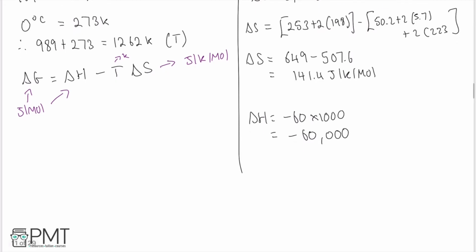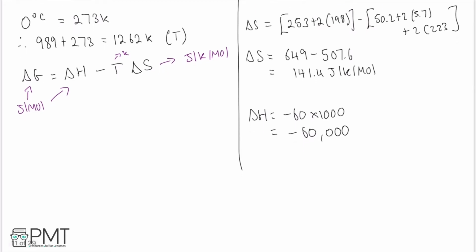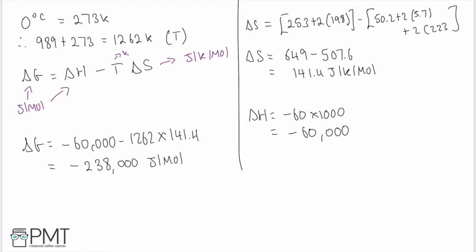So if we plug all of this into our equation, we will get minus 60,000 minus 1,262 multiplied by 141.4. And this eventually gives us a value, to an appropriate number of significant figures, of minus 238,000 joules per mole. And if we convert this back into kilojoules per mole, which is the units that are stated in the question, we will get minus 238 kilojoules per mole.